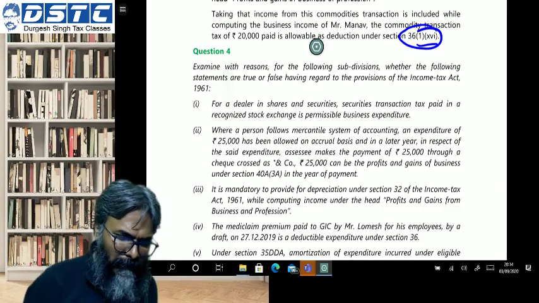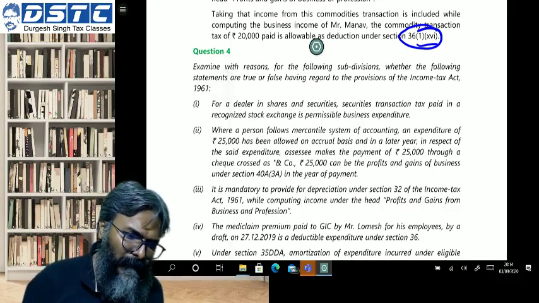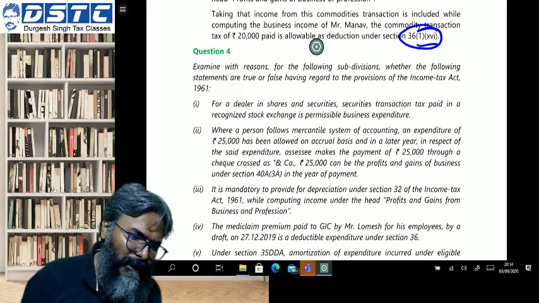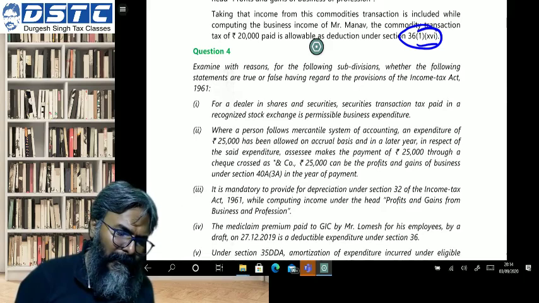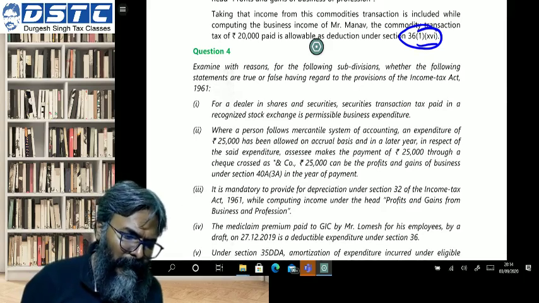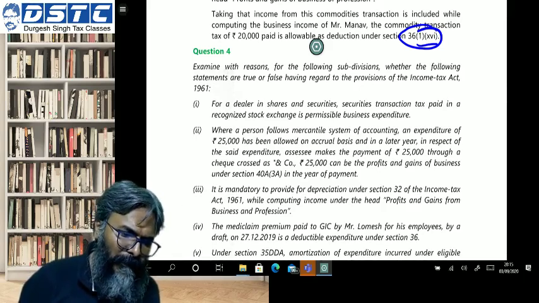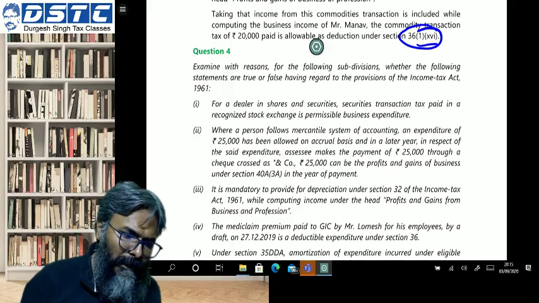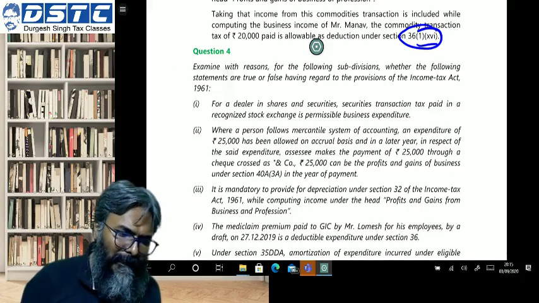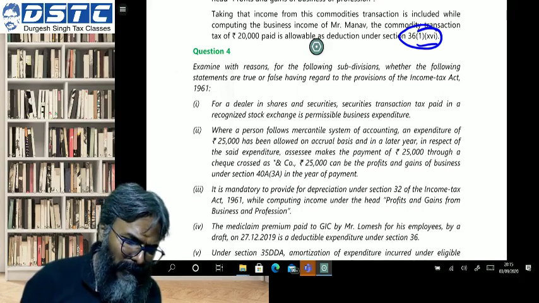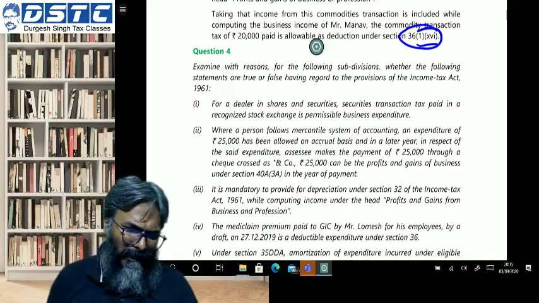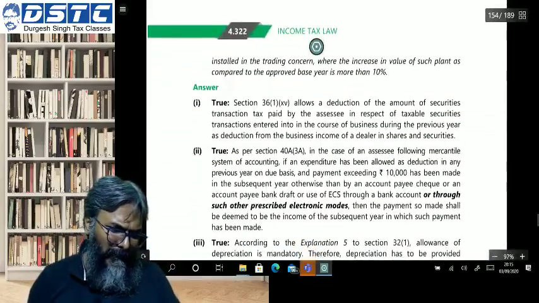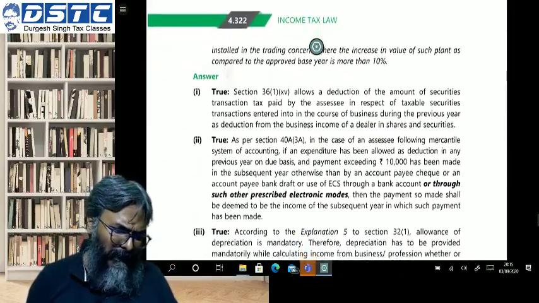Where a person follows mercantile system of accounting, an expenditure of 25,000 has been allowed on accrual basis, and in a later year, in respect of the said expenditure, the assessee makes a payment of rupees 25,000 through a cheque crossed as account payee, rupees 25,000 can be the profits and gains in the year of payment. Can be the profits and gains.